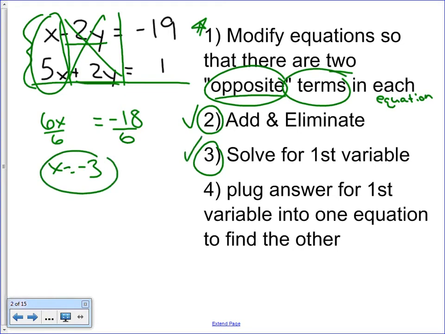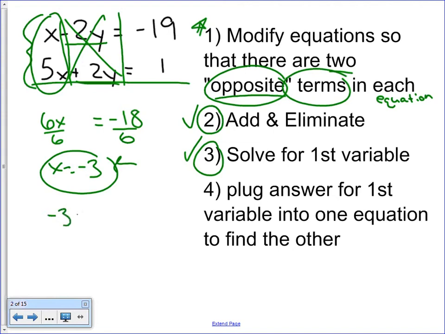Now step 4, plug your answer in for the first variable, so our negative 3 here, into one of the equations to find the other. This is the exact same step as what we did in substitution. Once we found one, we just plugged it into one of the equations to find the other. And once again, use the easier one. Depending on your preference, it looks like the top one might be easier.